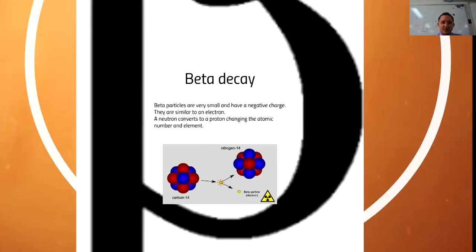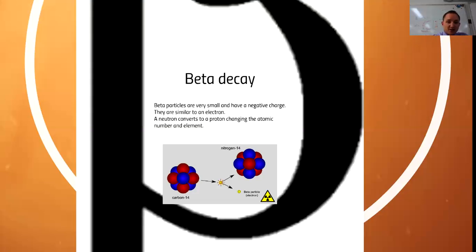The next particle we're going to look at is known as a beta particle. Here's a beta particle, and a beta particle is a lot smaller. In fact, it's very similar to an electron. It has a negative charge, and it basically doesn't weigh anything, just like an electron weighs very little. What happens in beta decay is that a neutron actually converts to a proton, and that changes the atomic number. If you remember, the atomic numbers are the numbers on the periodic table that go consecutively, 1 to 118. If those numbers change, the actual element changes itself.